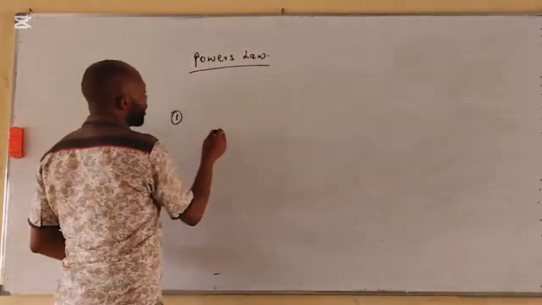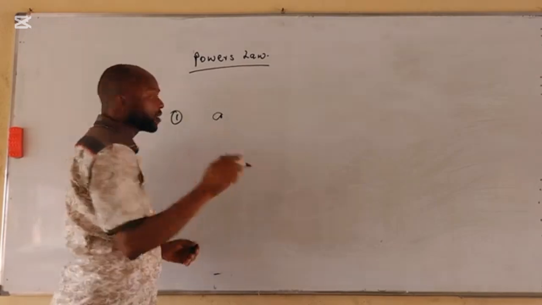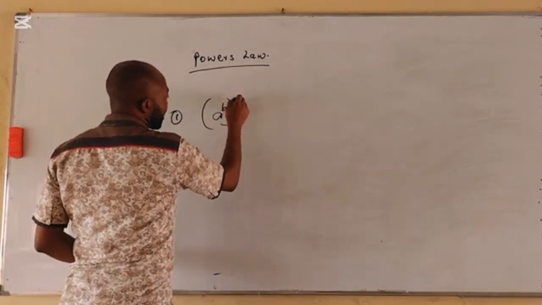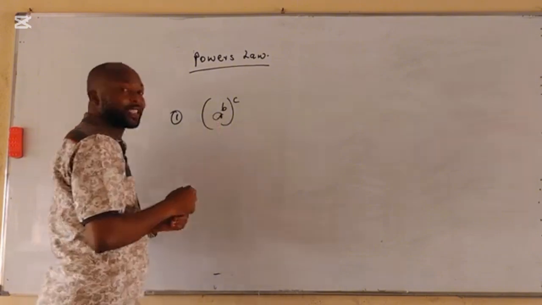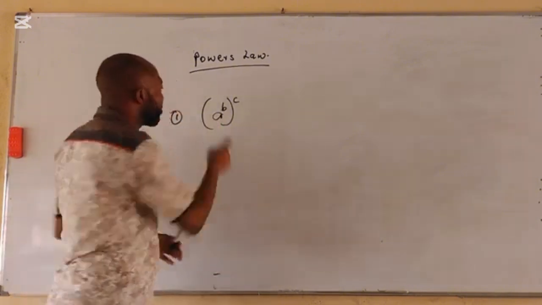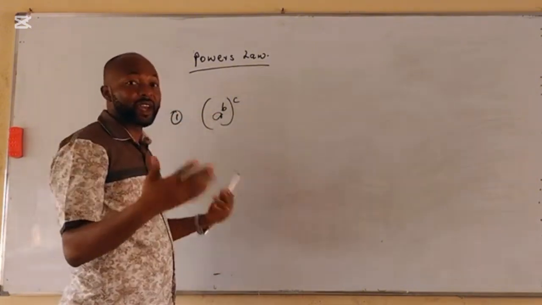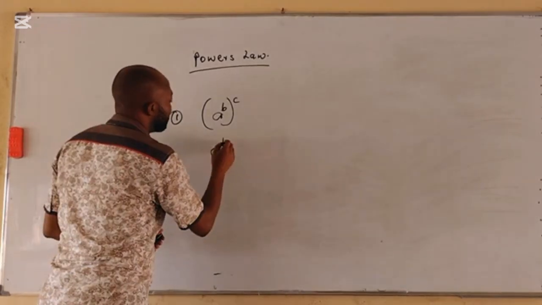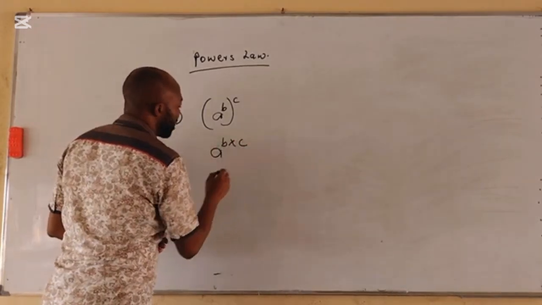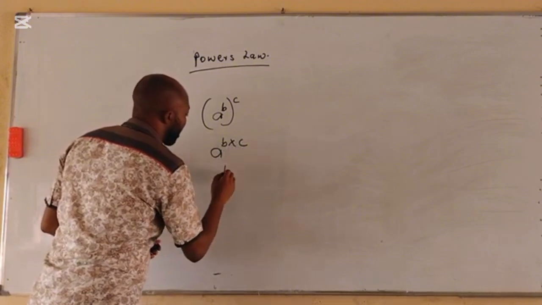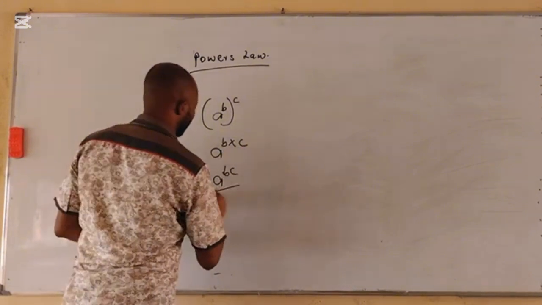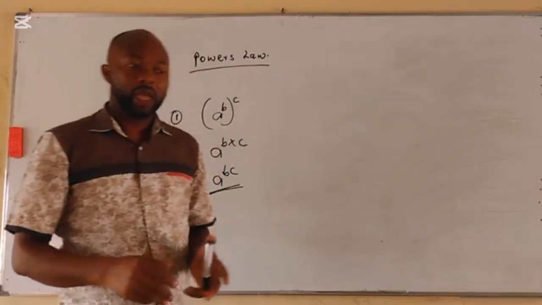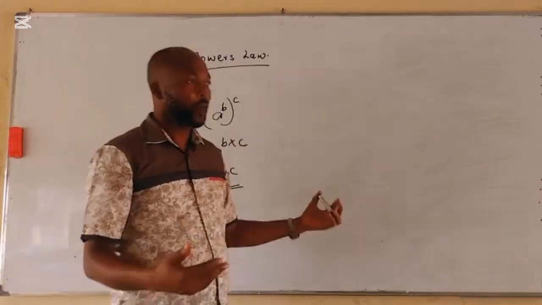Example 1. When the number a is raised to a certain power b, which is again raised to another power c, this number a is said to be in powers, and the powers are multiplied together for the final result. So this becomes a raised to the power b times c, which is a raised to the power bc. This is our first example. Let's see what we can do further.